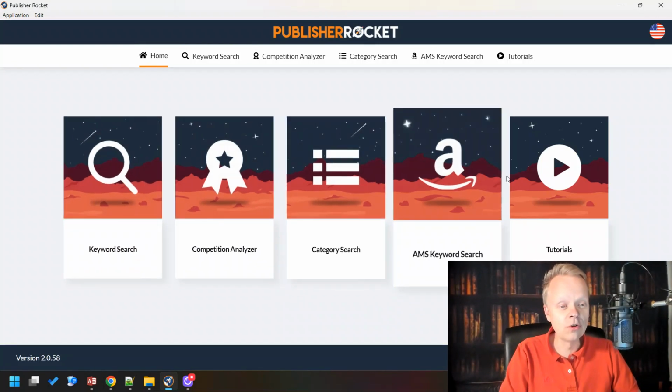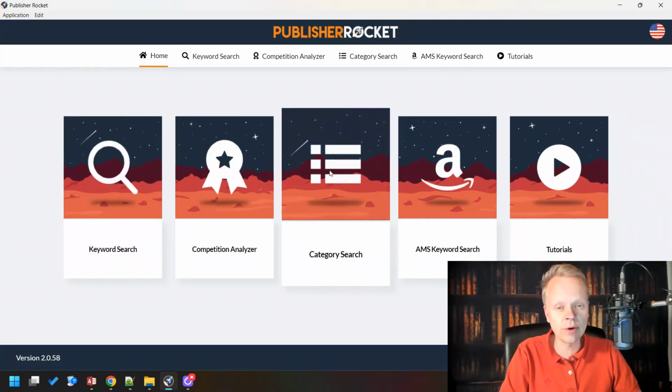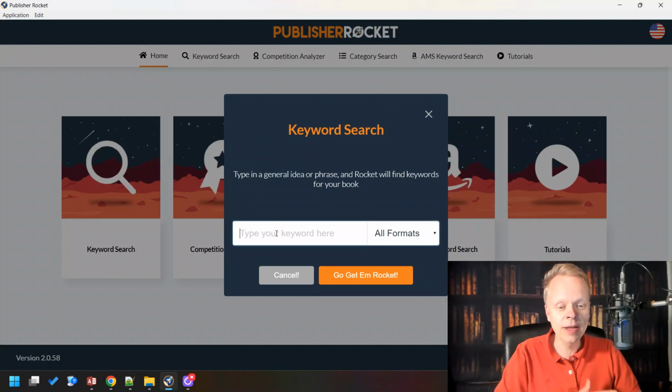You have all sorts of amazing little areas here. So the first one would be keyword search. This is what I suggest you start with. Use this one to give you an idea. Now you can choose which format. I suggest you target all formats. Actually, you had Audible only, all formats, Kindle only. So we'll say all formats just in case, because ultimately we're trying to make our money off those paperback sales. So let us take a look.